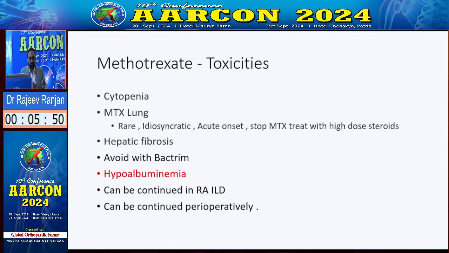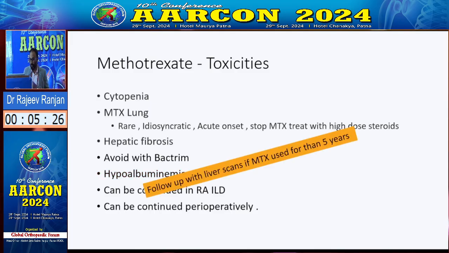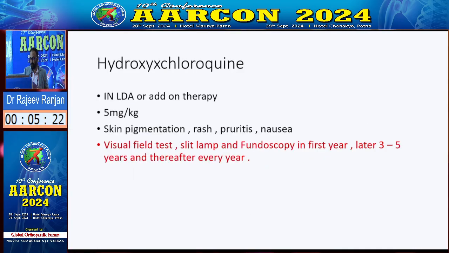And if the patient with RA is on methotrexate and has very bad arthritis, if the patient seems to have a mild ILD or a background ILD, still the current data tells you can continue methotrexate. And one important thing for surgeons: if the patient with RA comes for THR or TKR and is on methotrexate, you can continue methotrexate as per the current data. And follow up with liver scans if the patient is on methotrexate for more than 5 years.